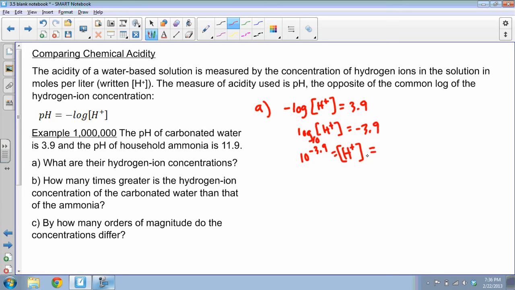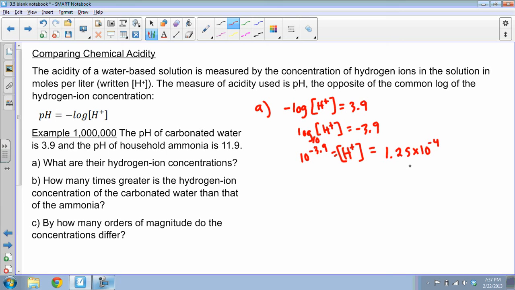If we type that into our calculator, it gives it to us in scientific notation, showing that this is a small number because it's to the negative 4. We know that's a decimal.